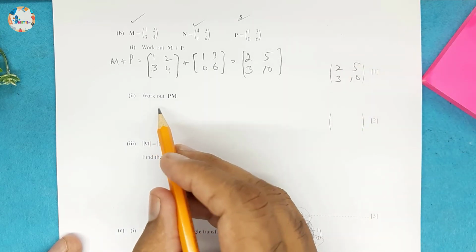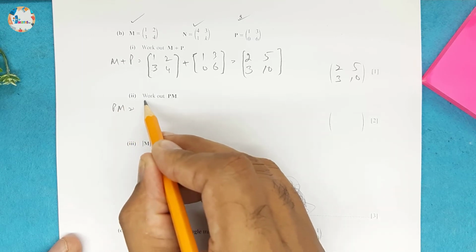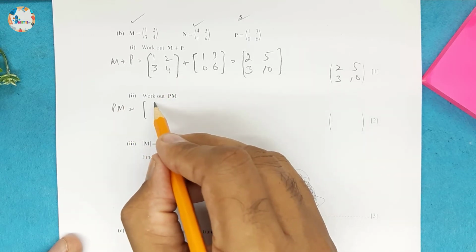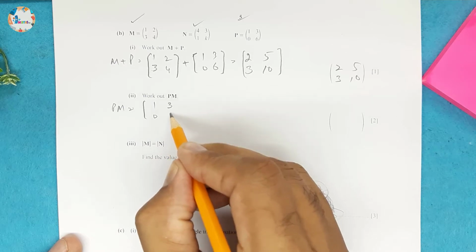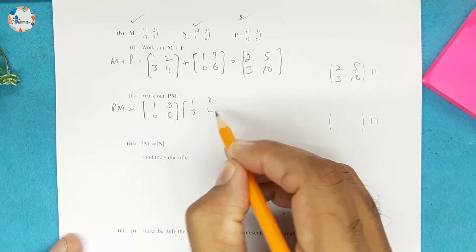Then work out PM. So PM, we can write PM is equal to, first we will write P, which is 1 0 3 6, and then we will write M, which is 1 2 3 4.